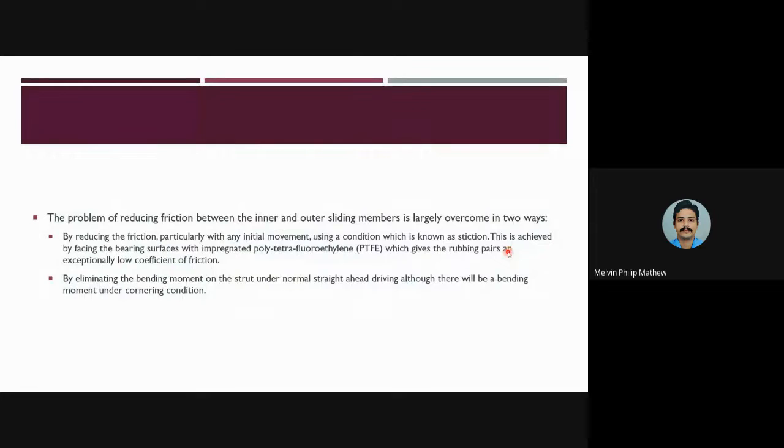Then about the disadvantages, it is taller than the double wishbone type suspension. Being taller means the body is mounted at a bigger height above the road. When you're mounting a body higher than the road surface, there is a problem of the airflow underneath the car.